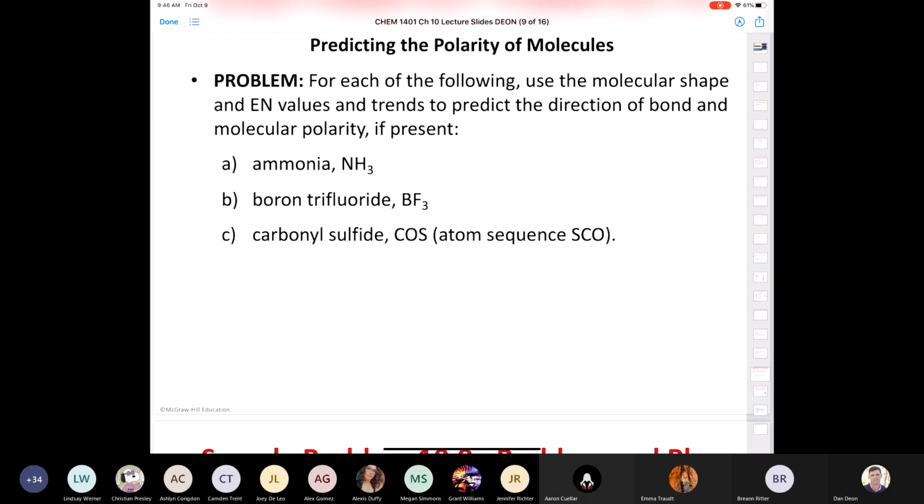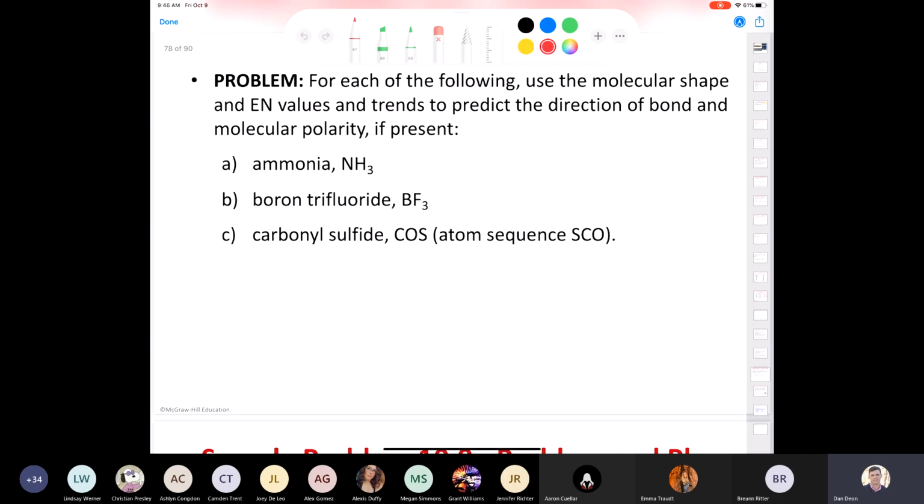No problem. Okay, so let's start with ammonia. I'm not going to spend a lot of time on Lewis structures anymore because we've spent enough time on those already.